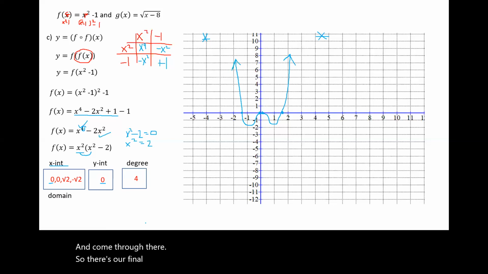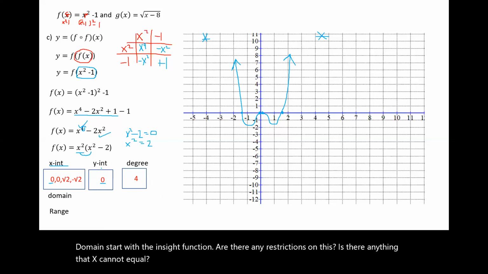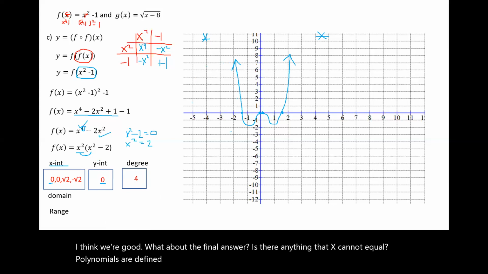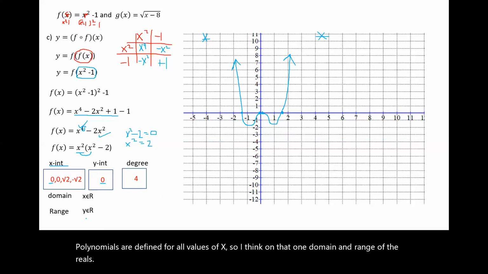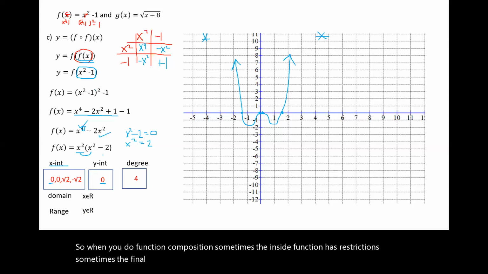Now let's talk about domain and range. Domain, start with the inside function. Are there any restrictions on this? Is there anything that x cannot equal? No, I think we're good. What about the final answer? Is there anything that x cannot equal? Polynomials are defined for all values of x. So I think on that one, domain and range are the reals. So when you do function composition, sometimes the inside function has restrictions. Sometimes the final answer has restrictions. And sometimes there are no restrictions.